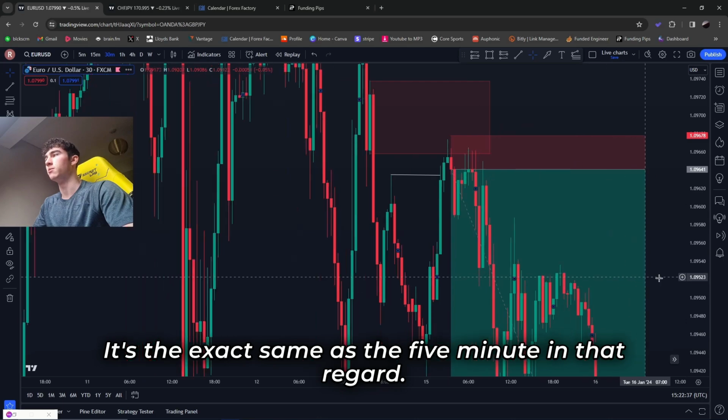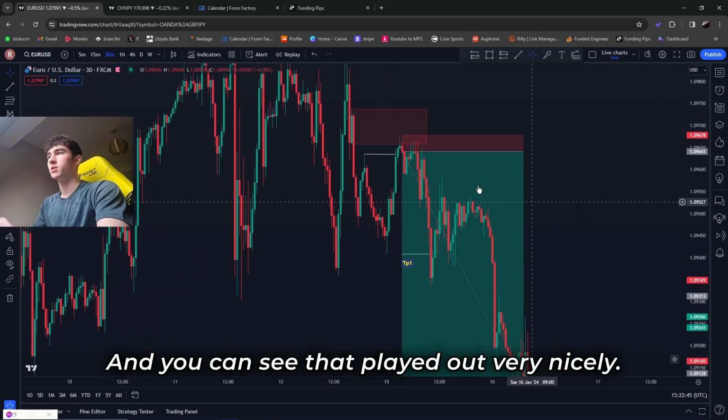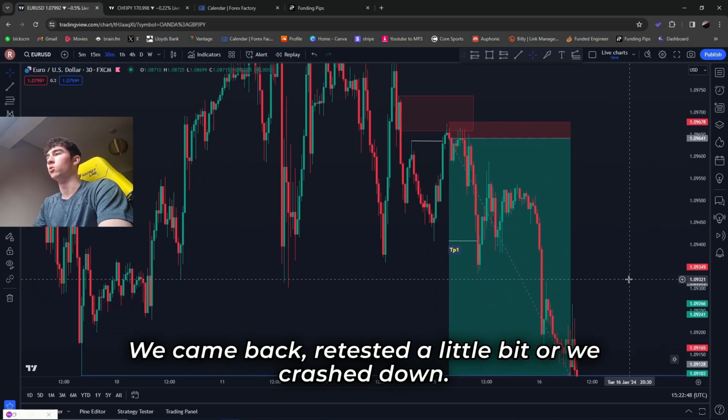It's the exact same as the 5-minute in that regard. And you can see that played out very nicely. We came back, retested a little bit, and then we crashed down.